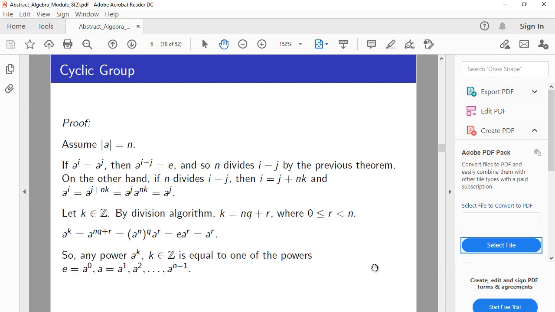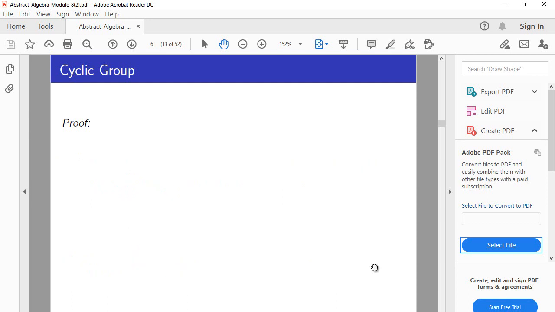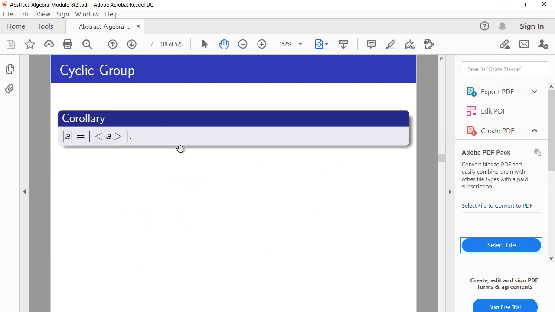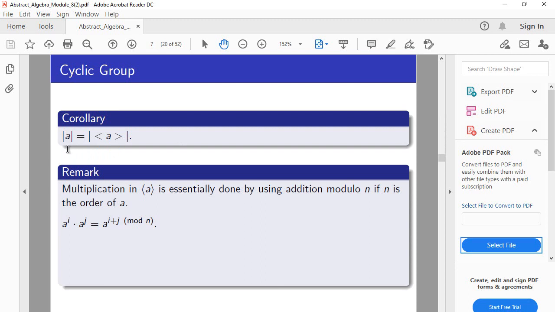Now let's look at a corollary. So this is what we have proved. Notice that if A has order n, then the subgroup generated by A has n distinct elements here. So the order of this subgroup, that is the number of elements of this subgroup, is the same as the order of A. So we're just going to state that in a corollary. The order of A, which means the least positive power of A that is equal to the identity, is the same as the order of the subgroup generated by A, which means the number of elements in the subgroup generated by A.